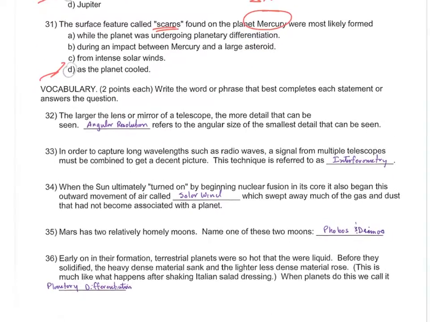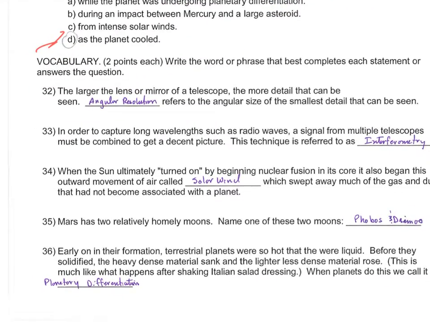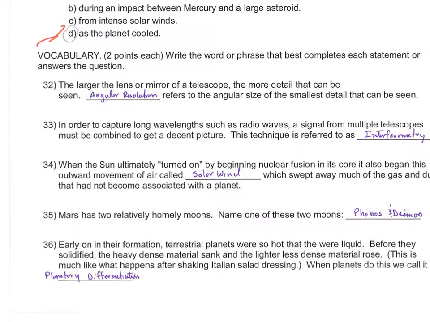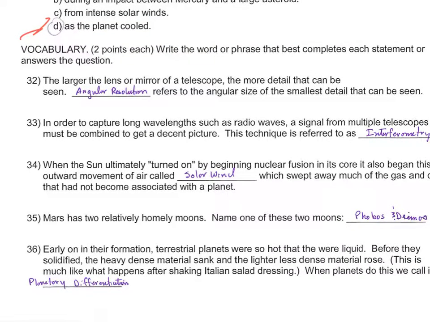So we're 2 points apiece. Here are your vocabulary questions. I was after angular resolution, and I took an assortment of questions. Remember, these are each worth 2 points apiece, so it's possible that you got 1 of 2 points. But angular resolution is the quality of the telescope that allows us to see detail. So the smaller the angular resolution, the better.